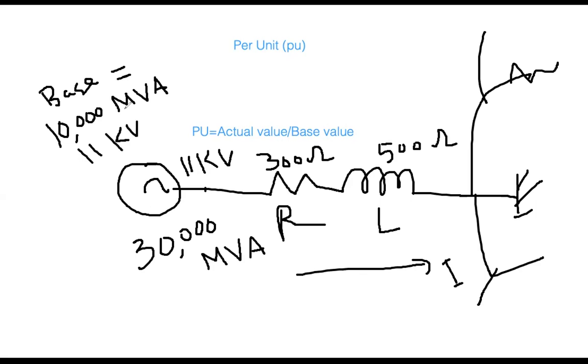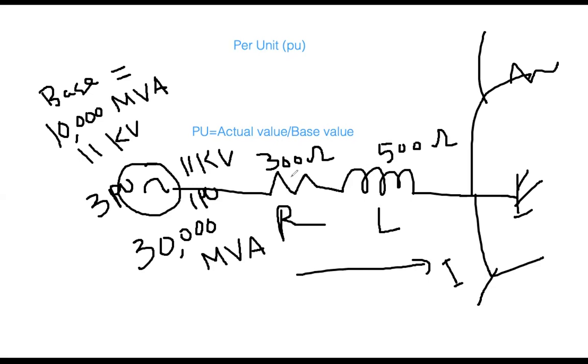So if that is my definition, what is my per unit definition? Actual value over base value. What is the actual value here? 30,000. What is my base value? 10,000. So what is the result? Just 3. So you can say the generator rating is 3 pu. Now see, this number is pretty small. Similarly, how can you express voltage? What is the per unit value? Just 1. So you can say I have a voltage of 1 per unit.